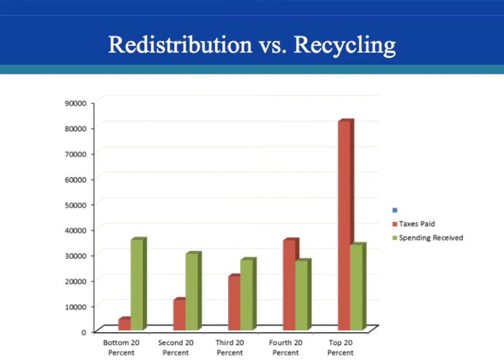Okay, and we can see here the bottom 20%, the green bar shows spending received, and then the red is taxes paid. So the bottom 20%, and then the second 20%, we can see definitely receive more spending than in taxes paid. And then as we go to the third 20%, still spending received is greater than taxes paid. But then the fourth 20% and the top 20%, especially the top 20%, paid much more in taxes than they received in government benefits. All right, so this concludes chapter 18.